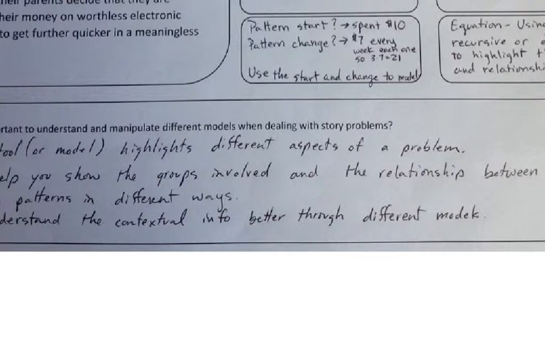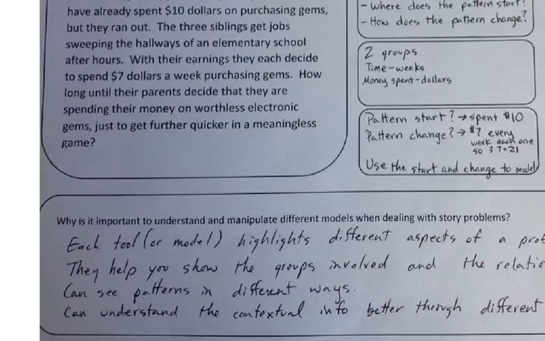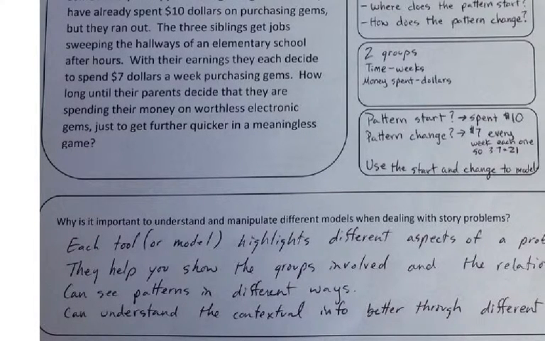Because when you're dealing with a story problem, you want to be able to answer this question. And think about this question. If you're a parent, which one of those models, a graph, a picture, a table, an equation, which one of those is going to show how much money your kids are spending easier? Okay, probably a table or a graph.